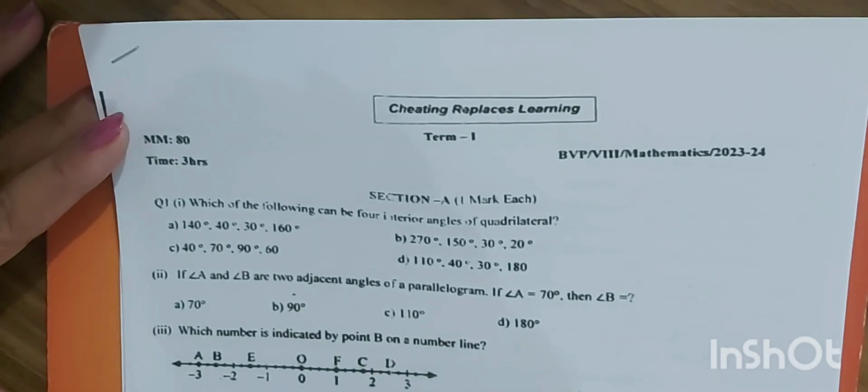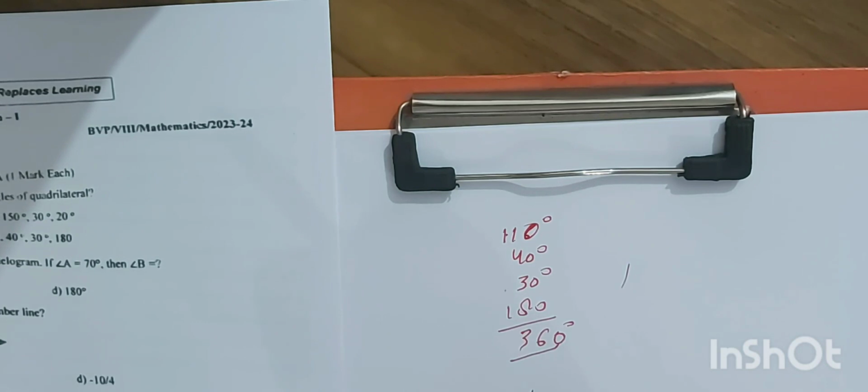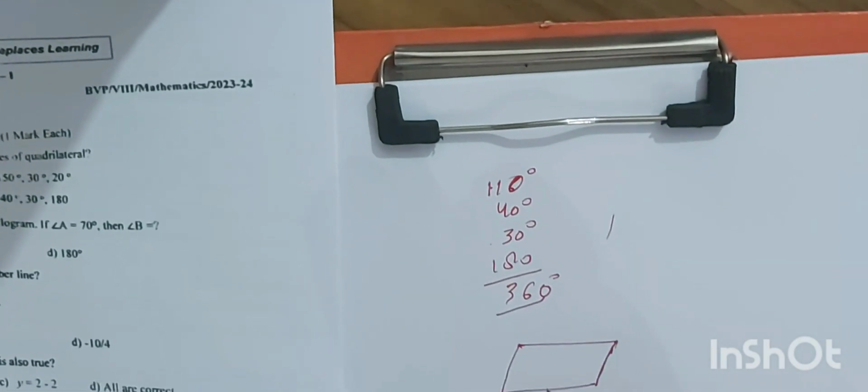Now the second part of question number 1. If angle A and angle B are two adjacent angles of a parallelogram, and angle A is 70 degrees, find the value of angle B. So there is a parallelogram. A parallelogram has opposite sides equal and parallel.